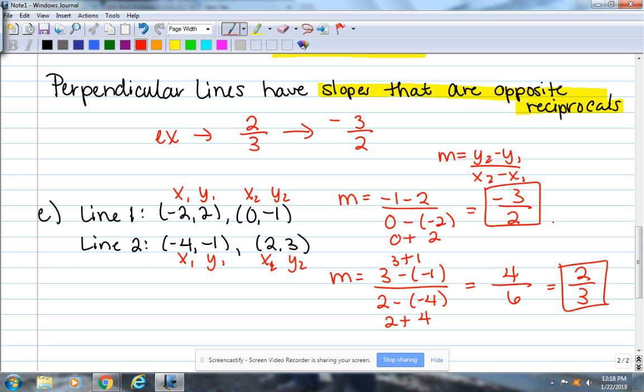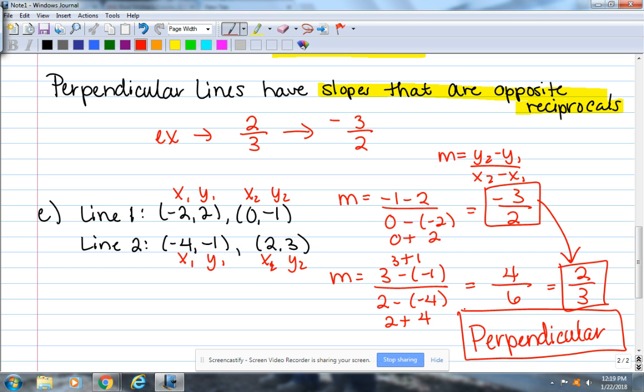Well, we look at that and we compare that to line 1. So I have the slope of line 1 is negative 3 over 2. And the slope of line 2 is 2/3. And if we notice, if I take the first one and I use the reciprocal and change the sign, I do get this one. So these lines are perpendicular. That means they are going to intersect to form right angles.